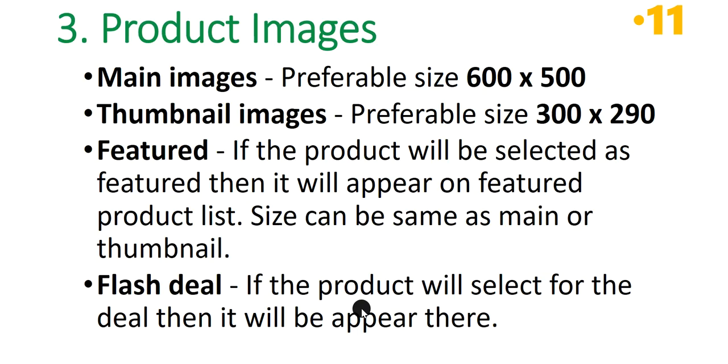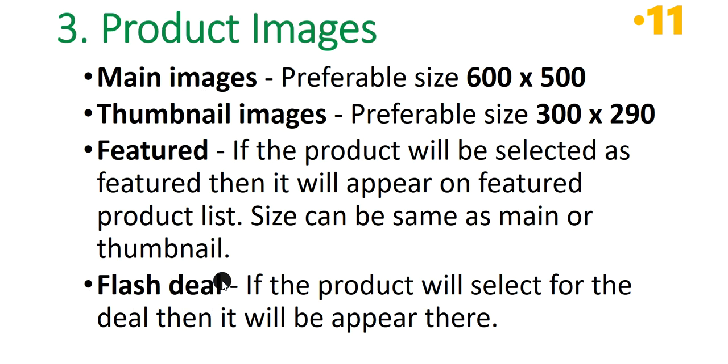The next is the product images. So every product has the main images, preferably 600 by 500 or something in the same ratio. Then the thumb images, preferably 300 by 290. But you can still use the main images to feature as the thumb images, the featured images, and the flash deal images. Now, the flash deal image is the image that you like to appear on the flash sale menu.